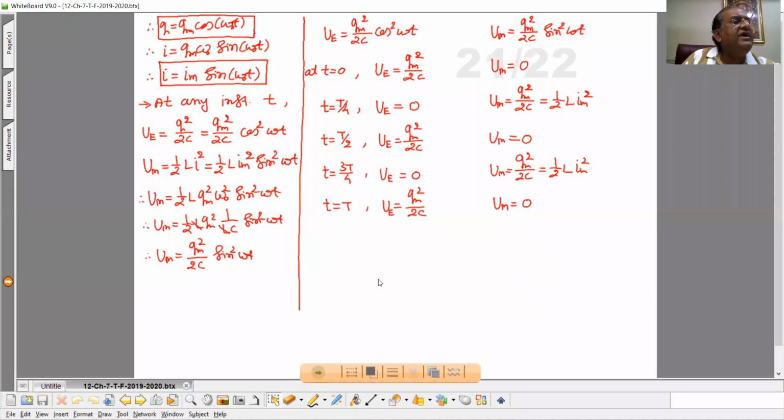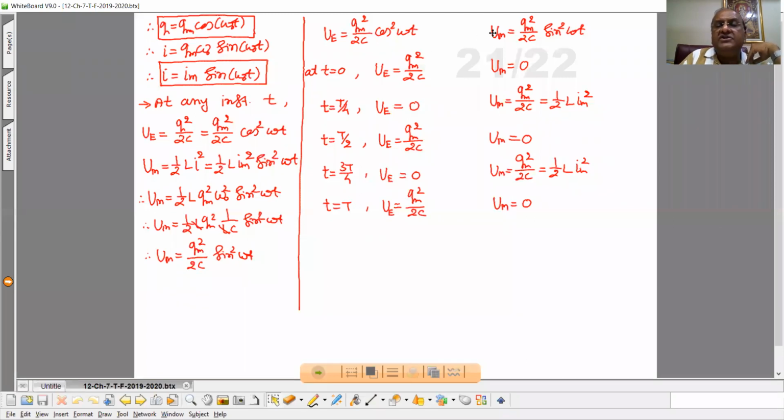See example 7.11. Show that in the free oscillations of an LC circuit, the sum of the energies stored in the capacitor and the inductor is constant in time. Now see here, with this particular derivation of the energy at any instant t, the energy in the form of electric field is q m square by 2C cos square omega t, and at any instant t the energy stored in the form of magnetic field is q m square by 2C sine square omega t.